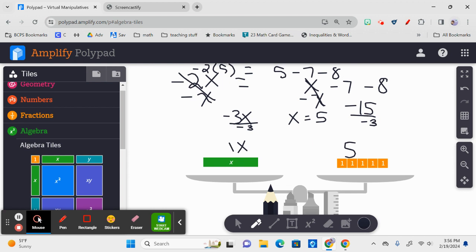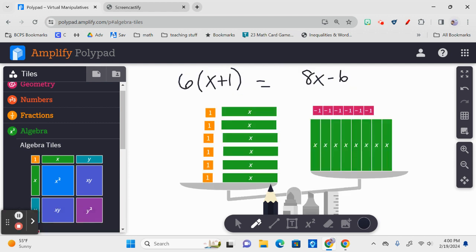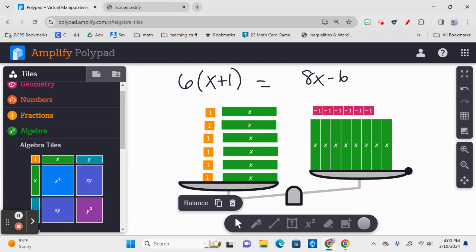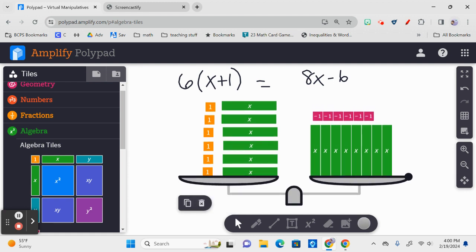We will do one more together and then I will let you guys go ahead and practice. All right, here we have 6 times the quantity of x plus 1 equals 8x minus 6. And again, I haven't balanced it yet because I wanted you to see. I have to click on my balance and click balance. So when you're using this tool, make sure you balance it before you start working.